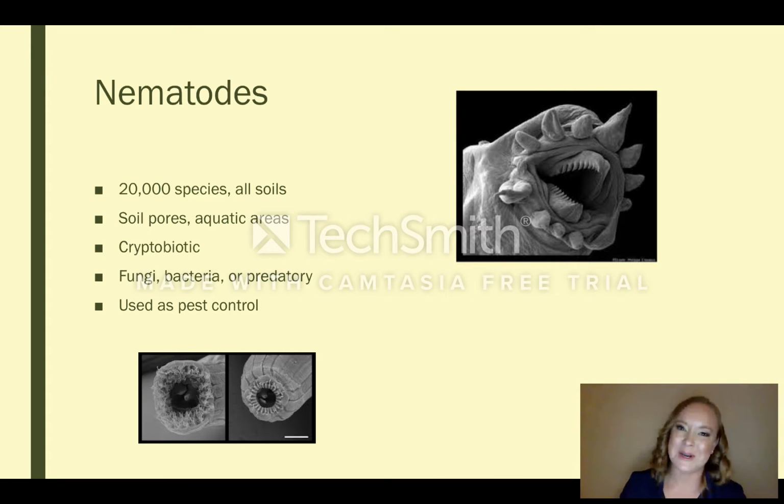Next, we have nematodes. There are about 20,000 different species of nematodes, and they can live in all different soil types. They usually move through the soil pores, and they can also live in aquatic areas, so in microscopic pockets of water. Something interesting about them is that they can go into a cryptobiotic state. It's kind of a resting state where they kind of chill out. They're not eating, there's not a lot of respiration going on, and they're just waiting until they feel like they want to come back.